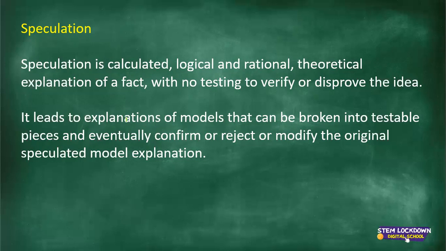It leads to explanations of models that can be broken into testable pieces and eventually confirm or reject or modify the original speculated model explanation. So models, remember that question about models? They are mainly speculation based on calculated information we have, and it makes logical and rational sense that we would make that assumption of the model or make that design of the model. It is a speculation though. It can still be tested to either accept or reject it. And that's why models are continuously tested so that they can either be improved or rejected completely as time goes by, right? But it is a speculation.